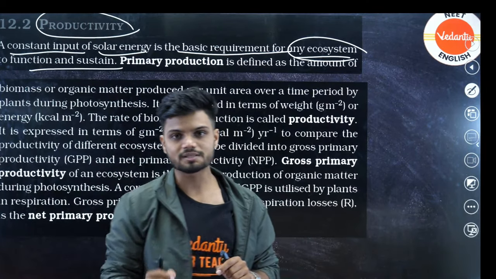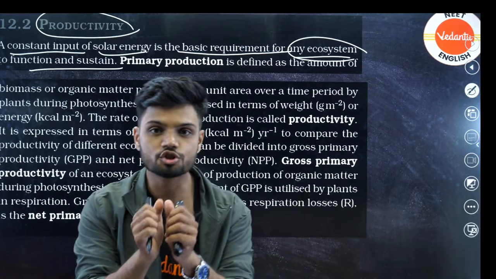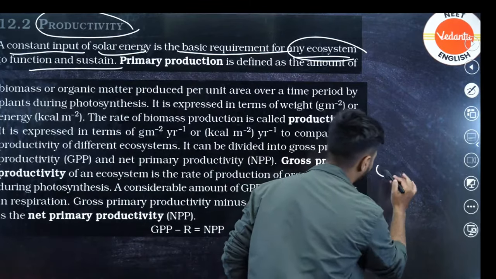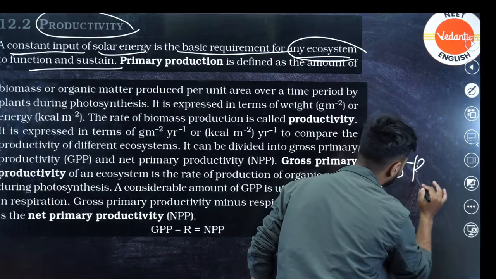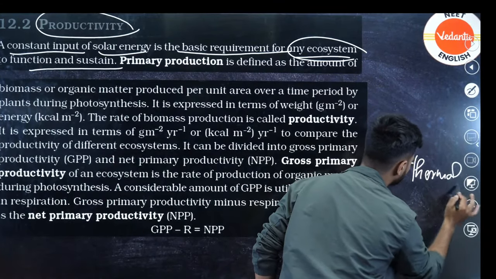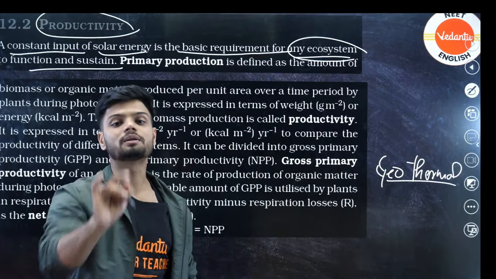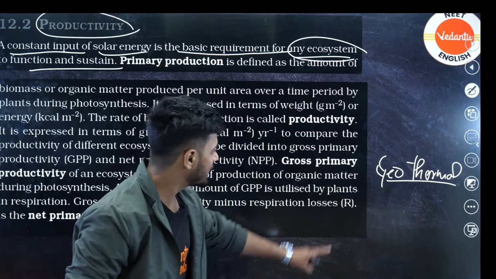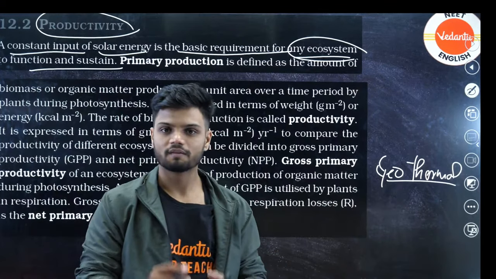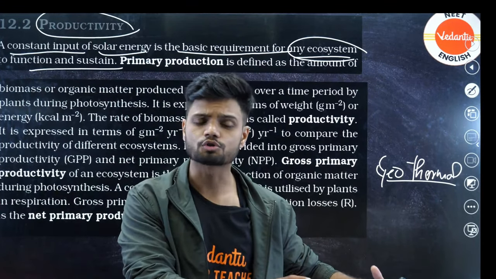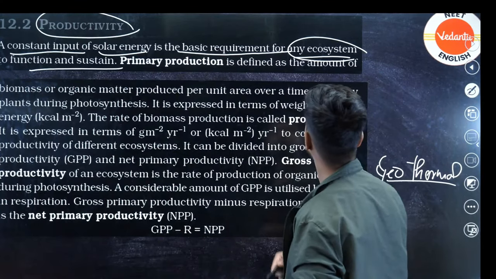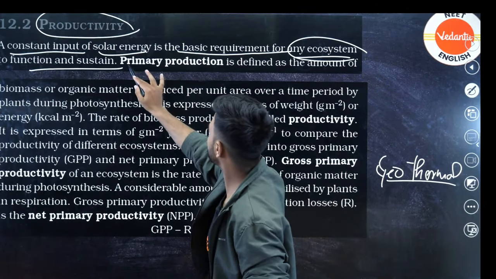Why? Because there is an ecosystem called the geothermal ecosystem. In the case of the geothermal ecosystem, the sun is not the basic requirement. We have different types of sources of heat there. Okay, not all. Now, primary production.